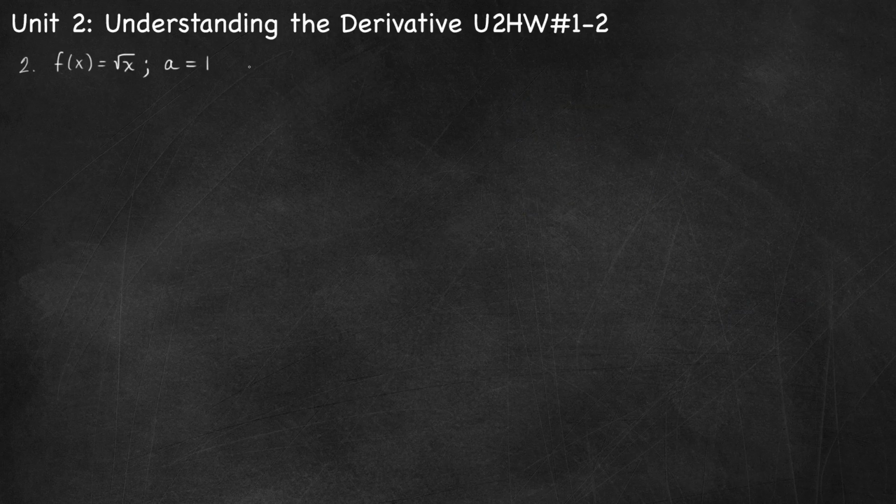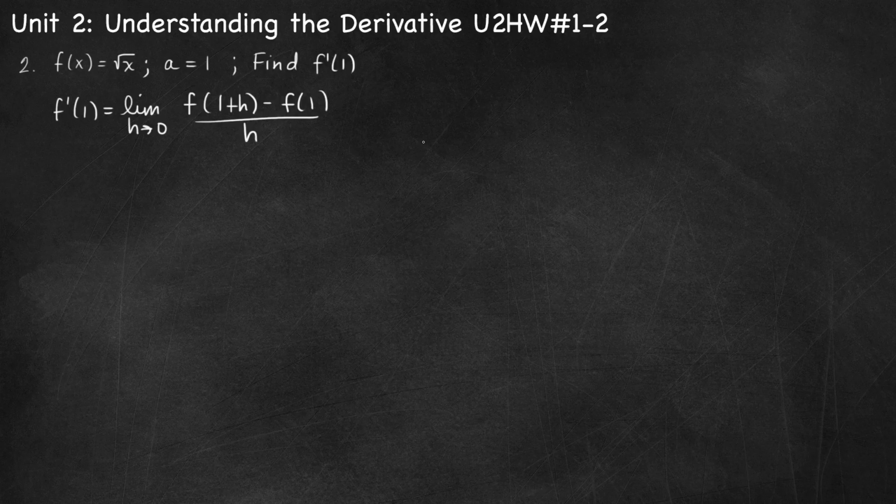Part E, f of x equals square root of x and a equals 1. So we want to find f prime of 1. f prime of 1 will be the limit as h approaches 0, f of 1 plus h minus f of 1 over h. So our f of x equals square root of x. f of 1 plus h is square root of 1 plus h. And f of 1 is square root of 1, which is equal to 1. So let's go back and evaluate our limit.